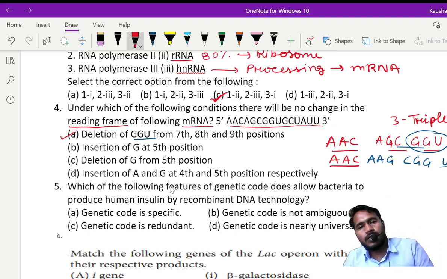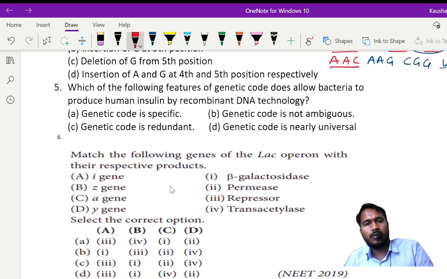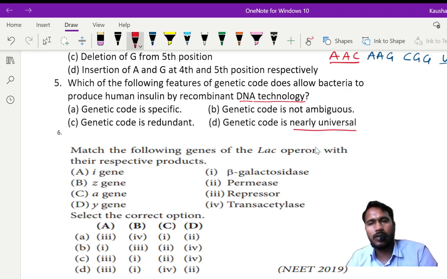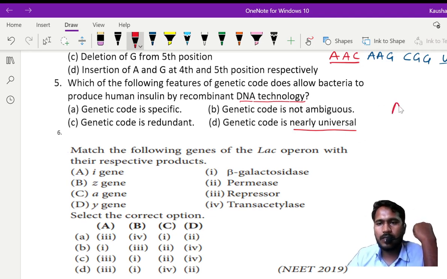Which of the following features of the genetic code allows bacteria to produce human insulin by recombinant DNA technology? This question is connected to recombinant DNA technology. The genetic code is specific, not ambiguous, redundant, and nearly universal. So the correct answer is that genetic codes are universal, either in human or in bacteria.